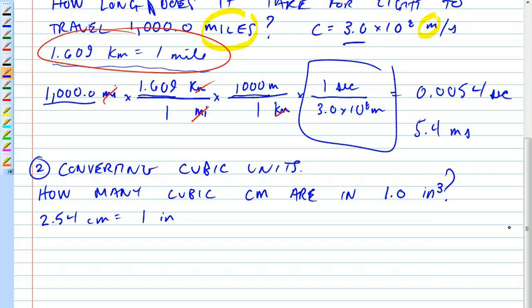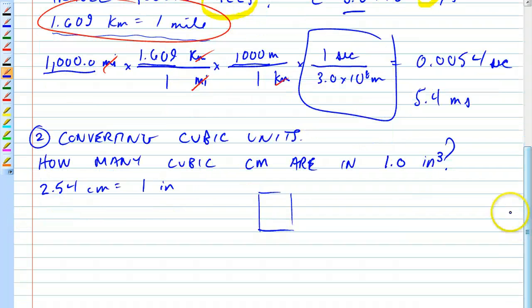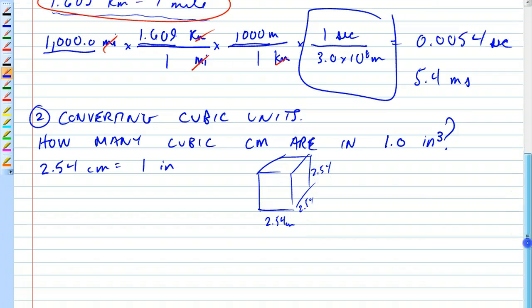But the answer to this question is not 2.54. Right? What's that? The cube of 2.54. See, here's the thing. If you think about a cubic inch, right? What we're saying here is that this is 2.54 centimeters on this side, right? Well, if you want to know the volume, and this is a cube, then you got 2.54, 2.54, 2.54, right?